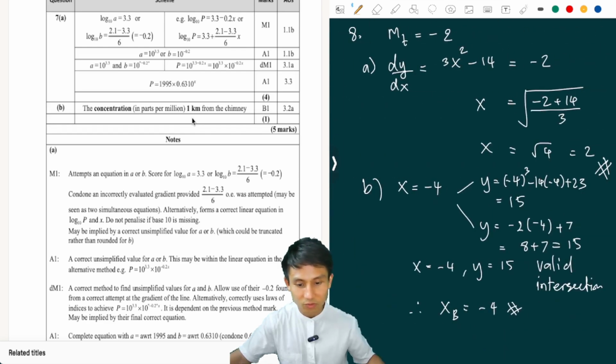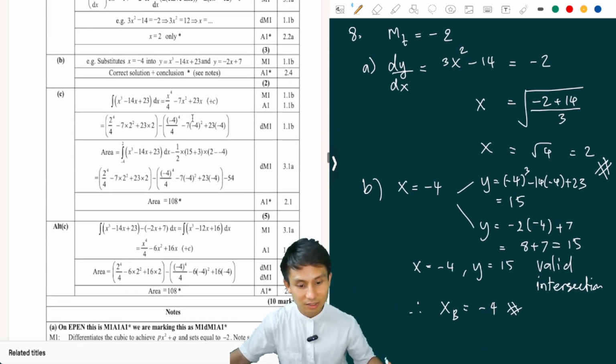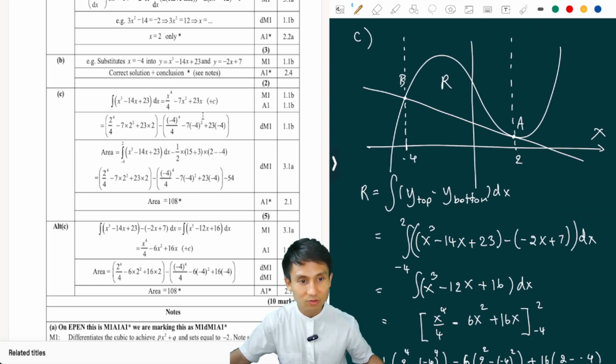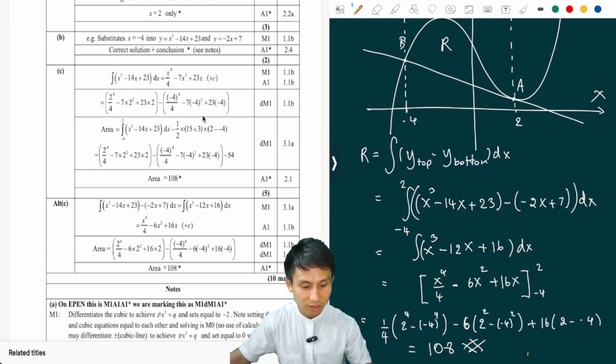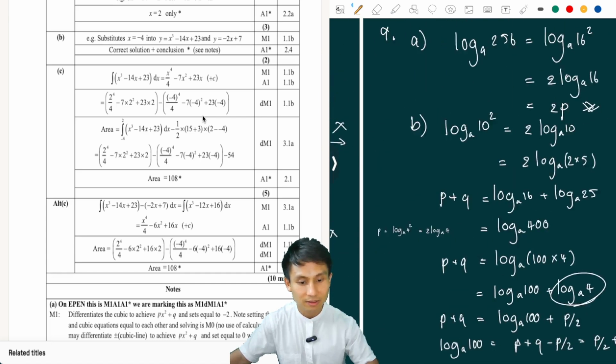Yeah, I just wrote too much there actually. X equals 2 here. Substitute x minus 4 into both equations and check it's a correct solution. Yeah, so that's how you verify. You don't solve, you verify, right? C, 108. Yeah, that's fine.